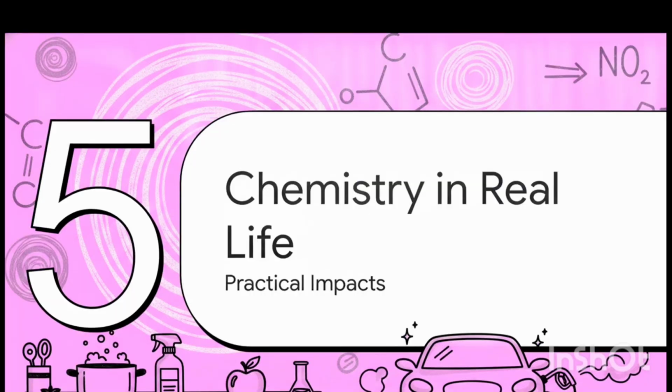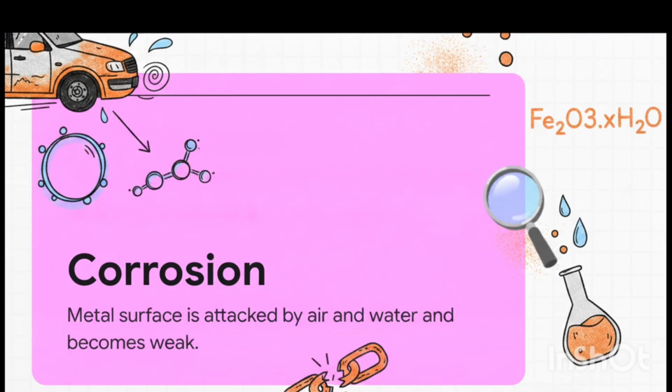All right, let's bring it all home. Section 5, Chemistry in Real Life. Let's take all of these abstract symbols and put them right in your driveway to answer our cold open question. This is corrosion. It occurs when reactive metal surfaces are attacked by air and water over time, rendering them incredibly weak. That rusting car, it's actively undergoing an oxidation reaction right in front of you.